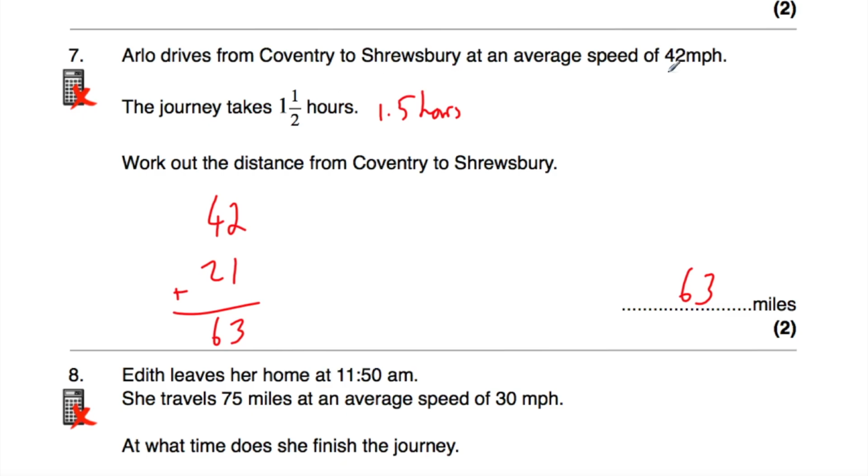So in half an hour, it's travel 21 miles. And 42 plus 21 is equal to 63. And that's it. So that's one way to do that question, just using a bit of common sense, just understanding what miles per hour is. So it's how many miles every hour and working out that way.